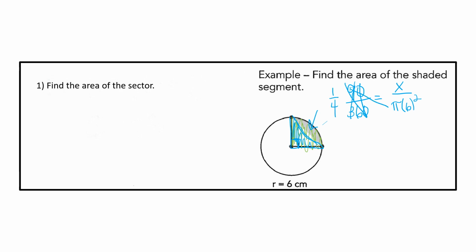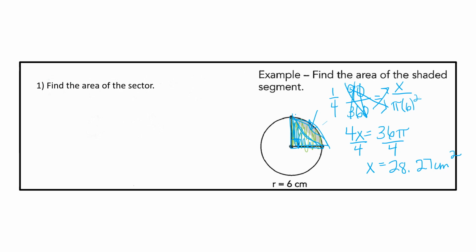And then I'm going to cross multiply. So it looks like I'm going to get 4x equals 6 squared, which is 36, times 1, so I get 36 pi. To solve for x, I divide both sides by 4. x is going to equal 36 pi divided by 4, which gives me the number 28.27 centimeters squared. So that is for the whole sector here, this whole chunk of my pizza.